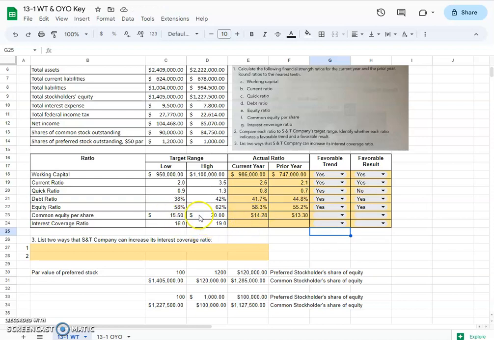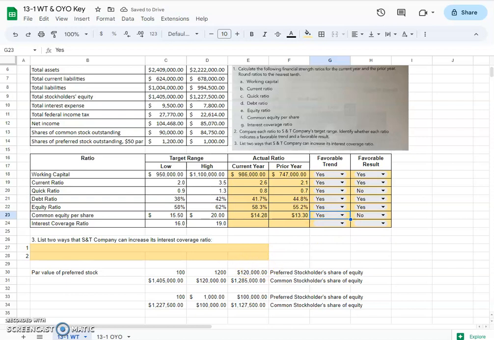Okay. Is this within the range? 1428 is below the range, right? So we'll say it is not a favorable result because it's outside of our target range, but we went from 1330 up to 1428. So is that a favorable trend? Yes, we're headed in the right direction.